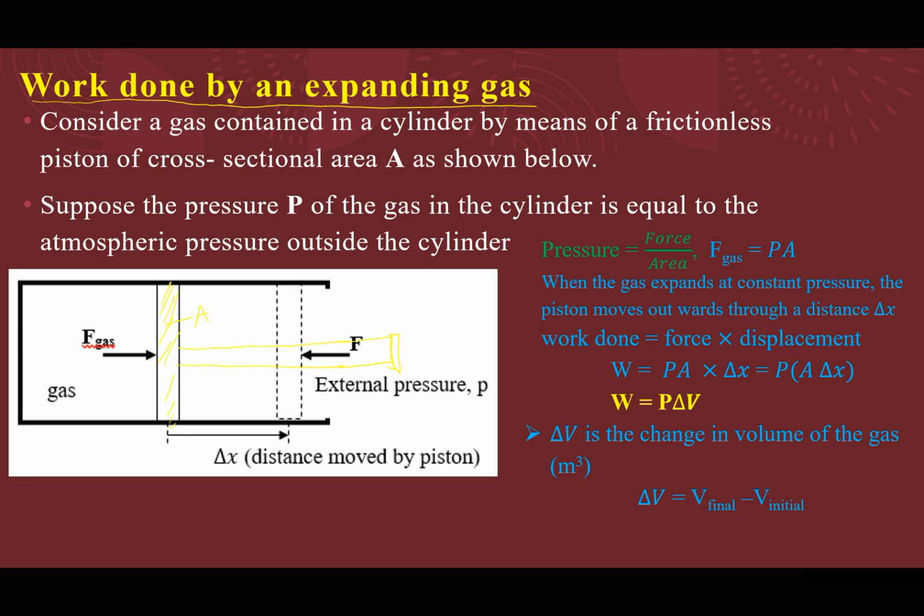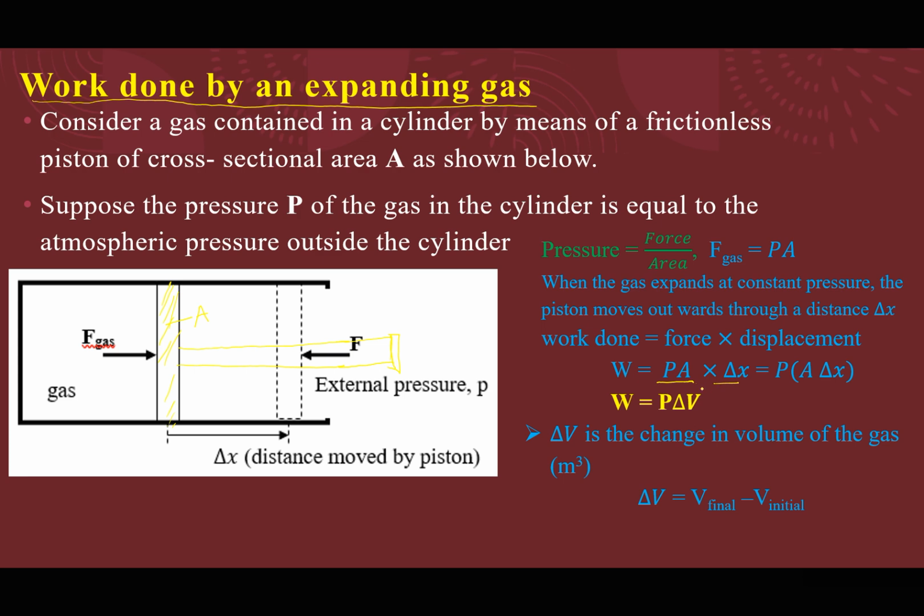So the piston has moved through a distance delta x when the gas expands to reach the atmospheric pressure. And the work done by the force exerted on the piston by the gas is going to be the force times the distance through which the piston has moved. Therefore, the work done is the force, which is pressure times area, times the distance through which the piston has moved.